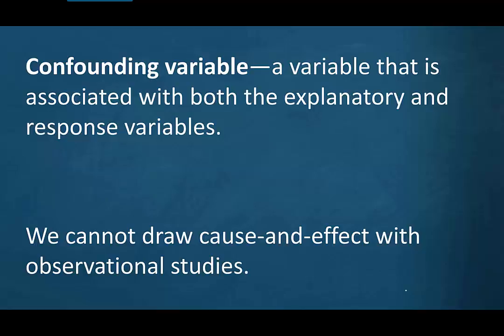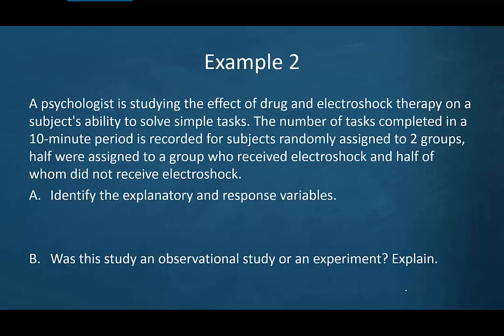So in order to reach a cause and effect conclusion, we need to run an experiment, or a designed experiment, or a controlled experiment. So example 2. A psychologist is studying the effect of drug and electroshock therapy on subject ability to solve simple tasks. The number of tasks completed in a 10-minute period is recorded for subjects randomly assigned to two groups. Half were assigned to a group who received electroshock, and half of whom did not receive electroshock.